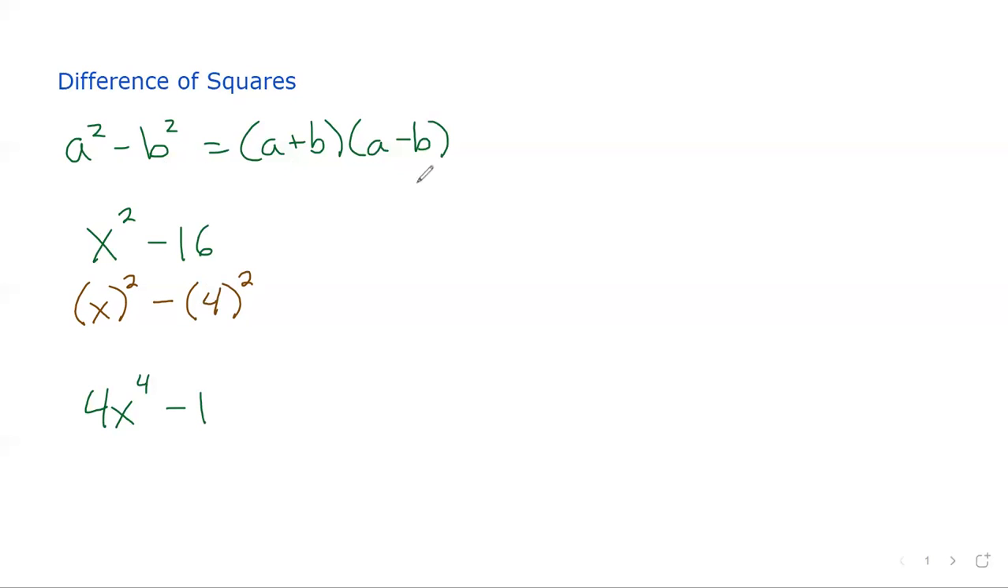So we can follow this factoring pattern and get, okay, x takes the place of a, 4 takes the place of b. That would be the factored version of x squared minus 16 using that format.